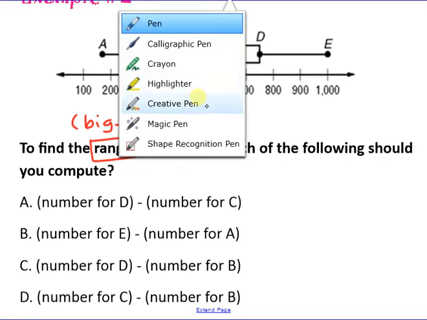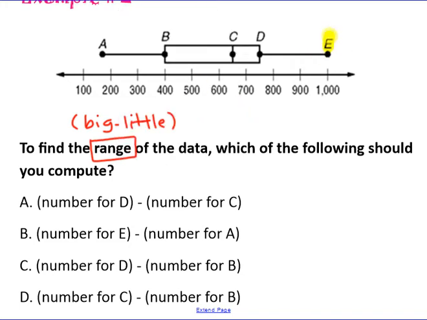Well, where's your largest number? So your largest number is right here. And where's your smallest number? Right here. So you're going to do E minus A. And that's going to leave you with answer choice B.